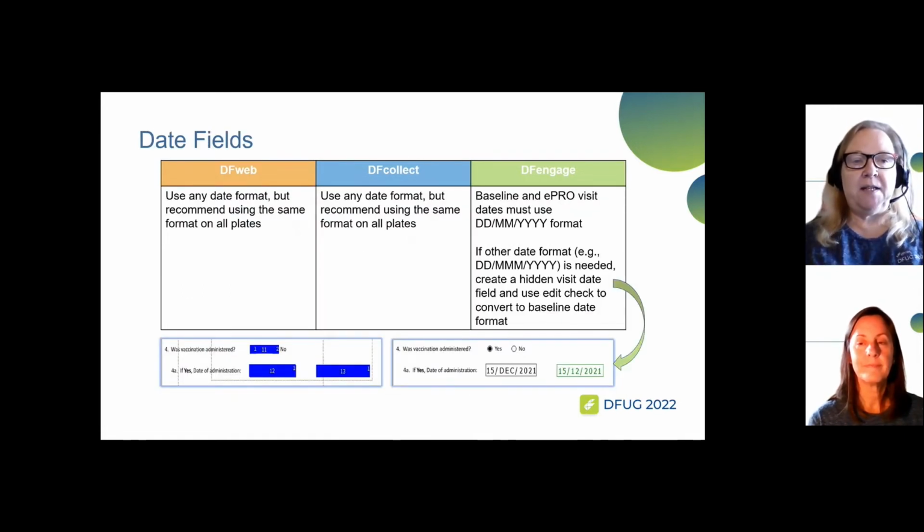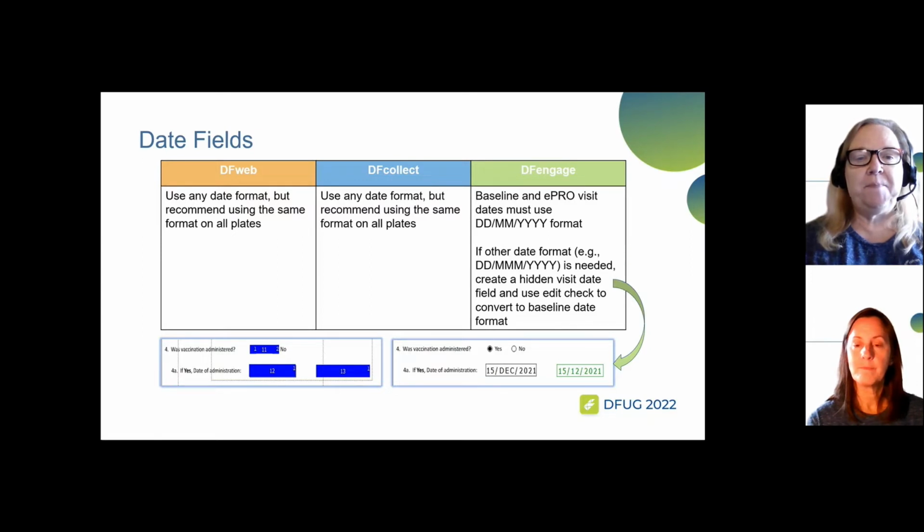For date fields in DFweb and DFcollect, you can use any date format. It's recommended, however, to use the same format throughout each of the plates to be consistent. In DFengage, the baseline and the ePro visit must have the same date format of DD/MM/YYYY. If any other format is used on any other plates, you can create a hidden visit date field and use an edit check to convert to the baseline format so that you can consistently pull your dates.